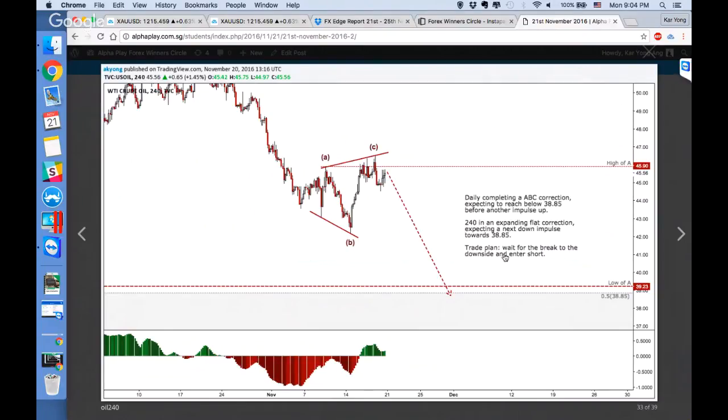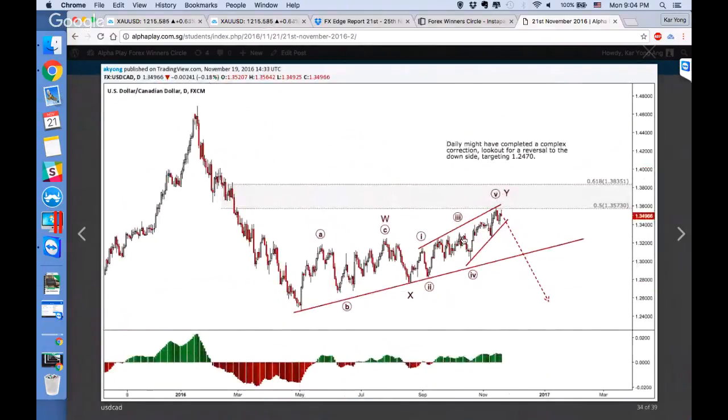When I say wait for the break to the downside, I'm simply telling you to wait for at least a trend line to be broken.